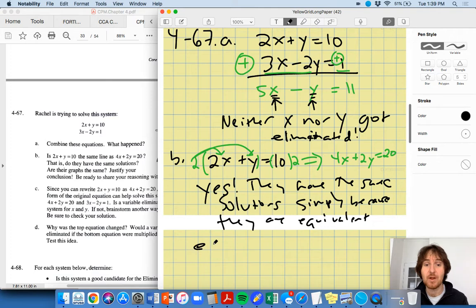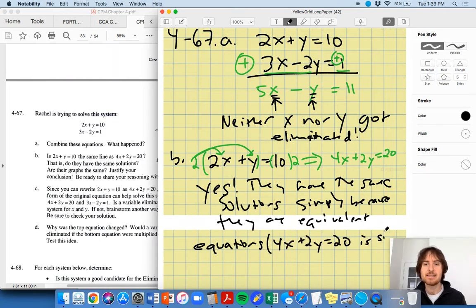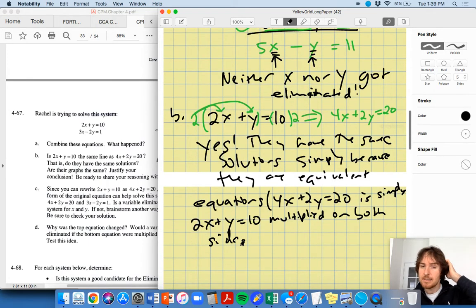And that's a claim, right? That's a claim that I'm saying that they're equivalent equations. So my justification for that is that 4x plus 2y equals 20 is simply 2x plus y equals 10 multiplied on both sides, right? We multiplied both sides by 2, okay, by 2. And we're allowed to do that.